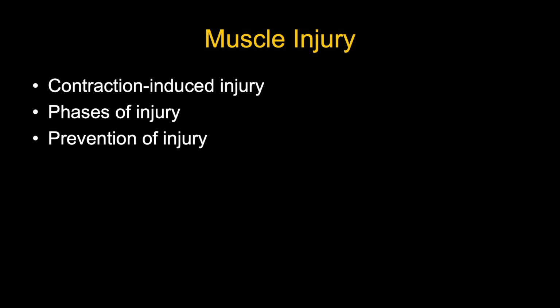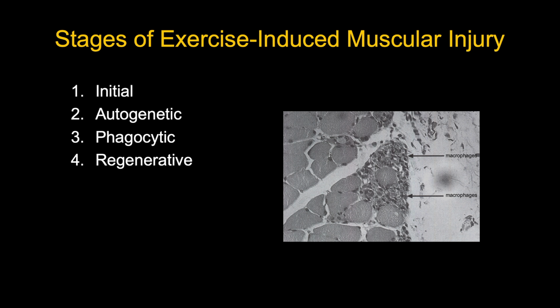I highly recommend that you go back to the lecture on muscle structure and function and review the anatomical components of skeletal muscle. There are essentially 4 stages of exercise-induced muscular injury. The initial phase is where we have a damaged cell that breaks down, so the muscle cell degrades. During the autogenetic phase is where the satellite cells come in to replace the muscle fibers that are damaged. So we have these new fibers that are going to be formed out of the satellite cells.